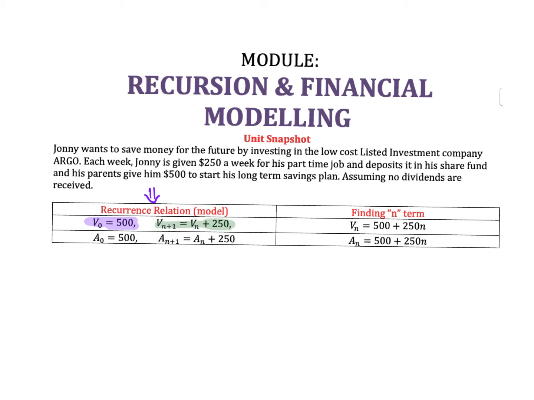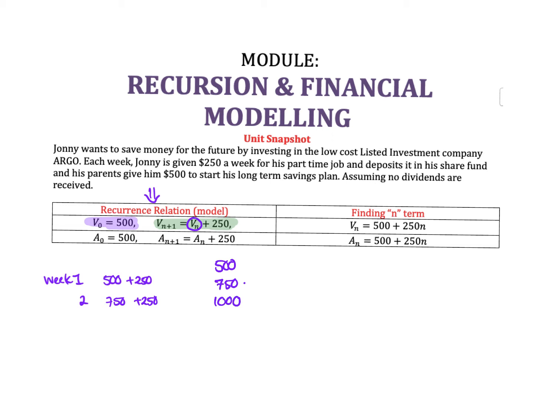This recursion relation is the formula that shows you how you get the next term. He would get the next term by adding to the term before. So say after 1 week, he first had 500. That would be what Vn was, the 500. Then you add 250. So we start off with 500, and then week 1, we add the 250. So we've got 500 plus 250, which is 750. And then week 2, it'll be the 750 plus the 250 equals 1,000, and so on.